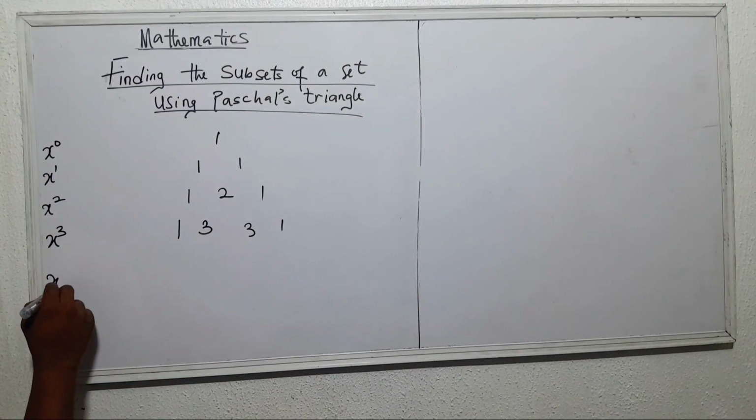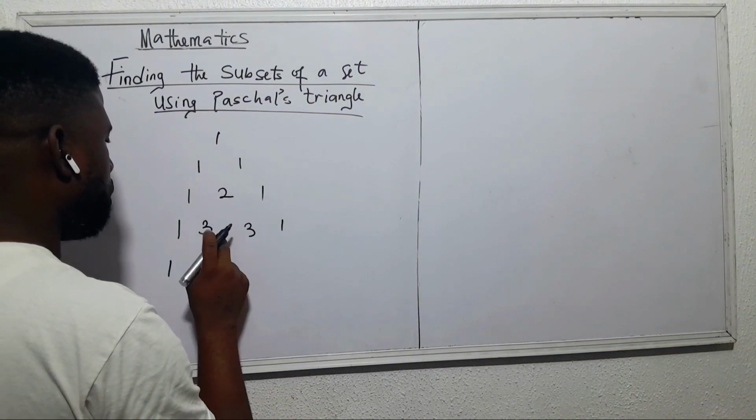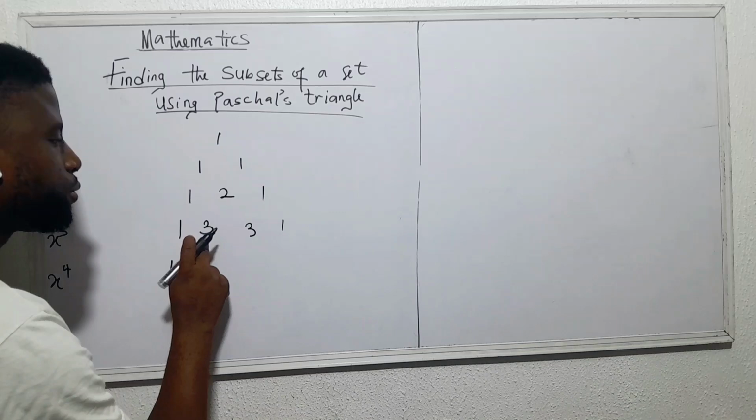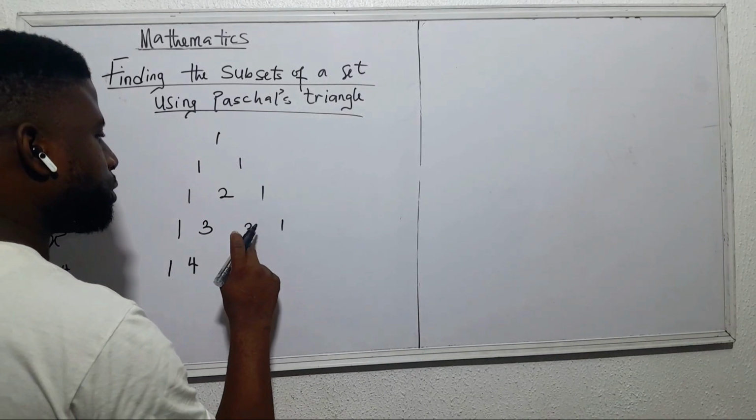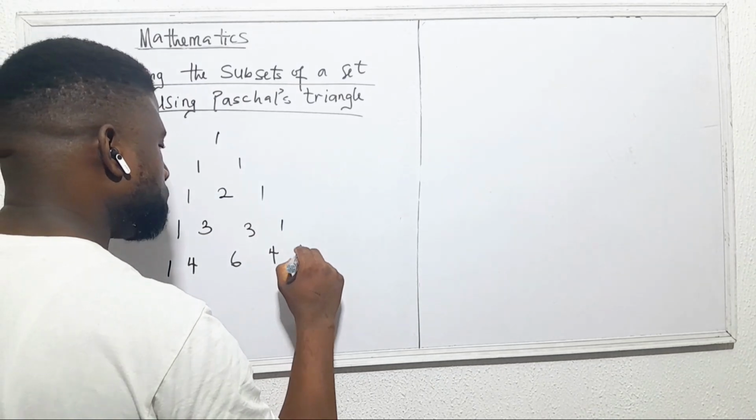So to form the next row, x raised to the power 4, we have nothing plus 1 gives us 1. 1 plus 3 gives us 4. 3 plus 3 gives us 6. 3 plus 1 gives us 4. And then 1 plus nothing gives us 1.